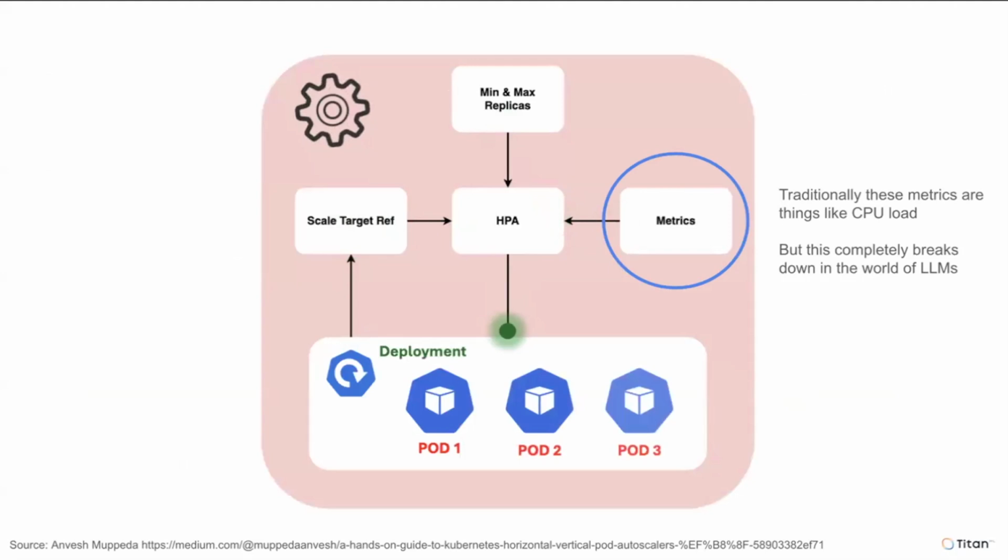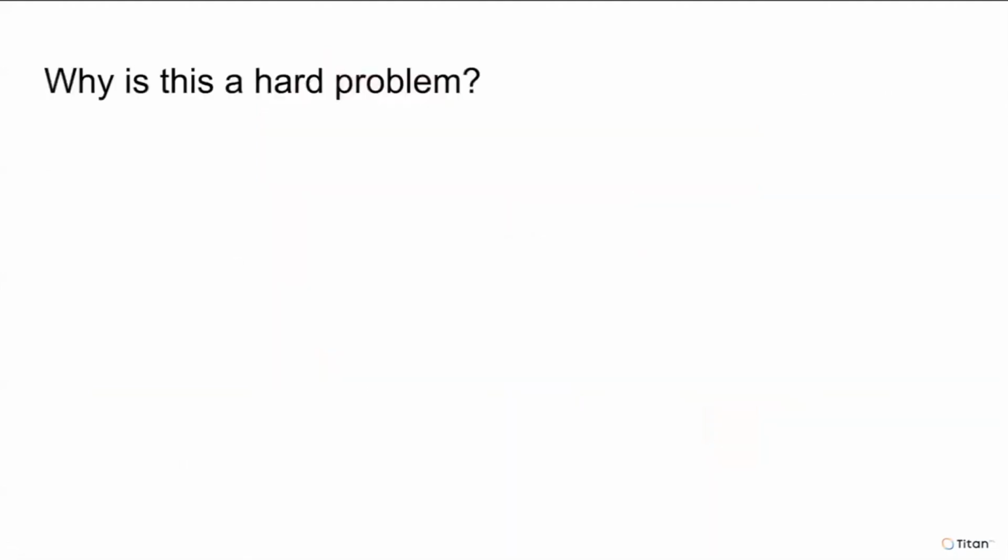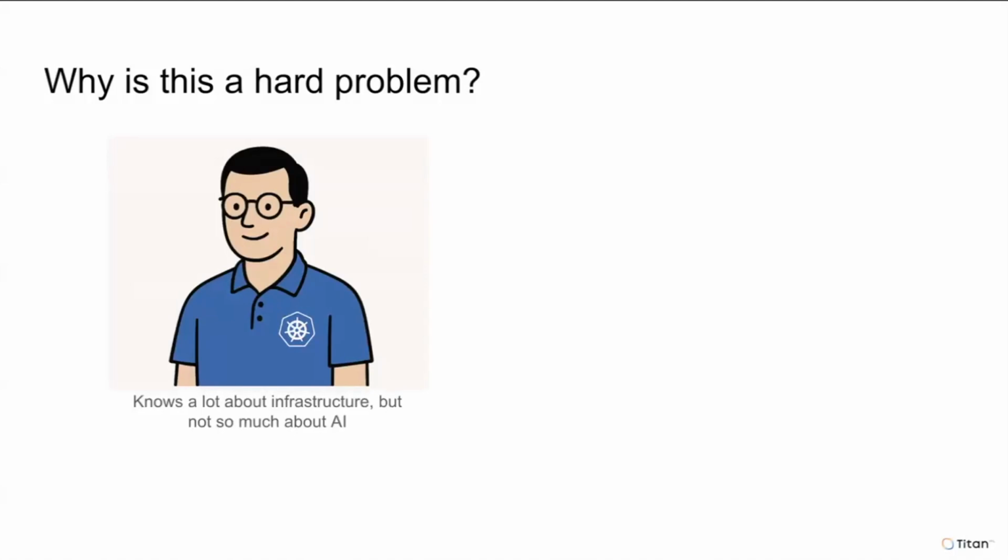So we need to think about new and interesting metrics that we can scale on that are more closely related to the performance that we would actually expect for AI. And this is actually a really hard problem. The reason it's hard is because the expertise sits in completely different places in your org. I have this very friendly looking Kubernetes man, who stands for an infrastructure engineer who knows a lot about infrastructure and building scaling systems, but doesn't know so much about AI. Doesn't know, for example, what bottlenecks AI performance.